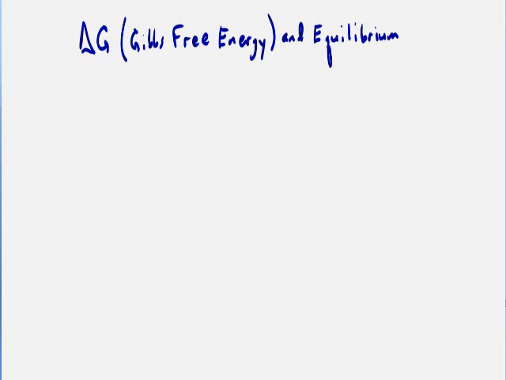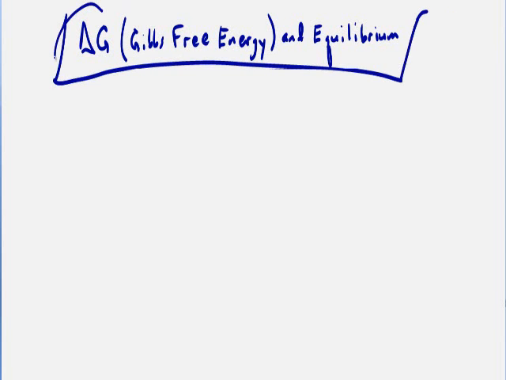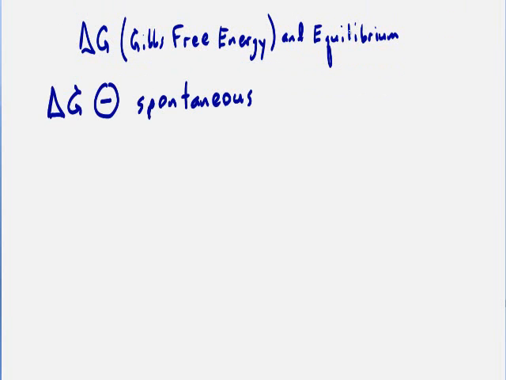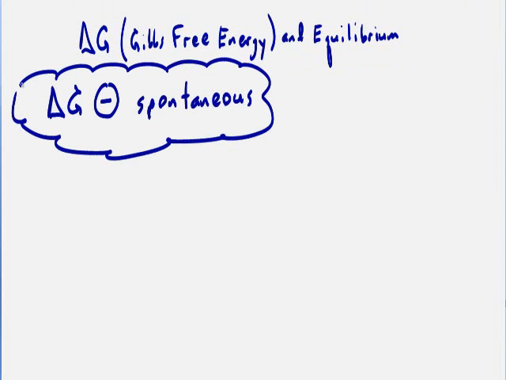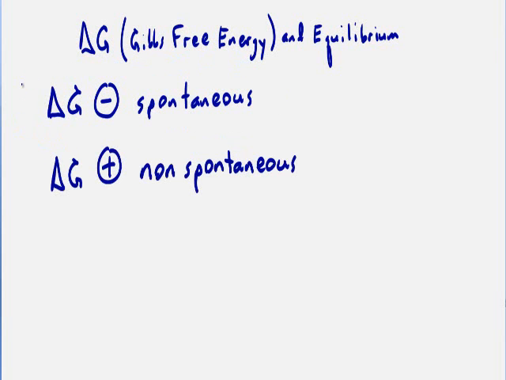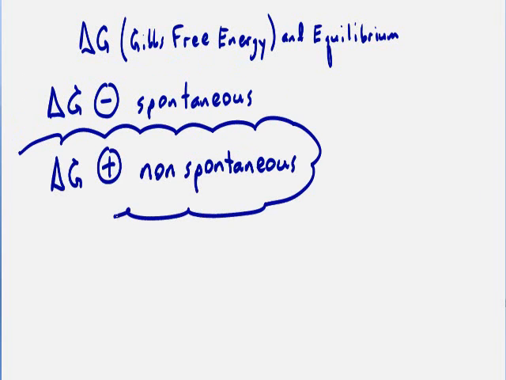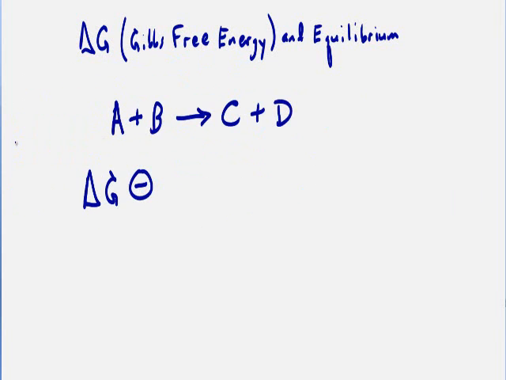The purpose of this video episode is to take a look at the connection that we have between delta G, or Gibbs free energy, and equilibrium. Now, recapping delta G, we know that if delta G comes out negative for the conditions and for the reaction as written, the reaction is spontaneous. Whereas if we get a positive value for delta G, that's an indication that for the reaction as written and under its conditions, the reaction would be non-spontaneous.